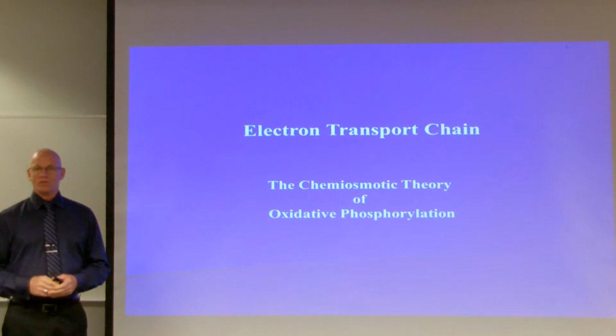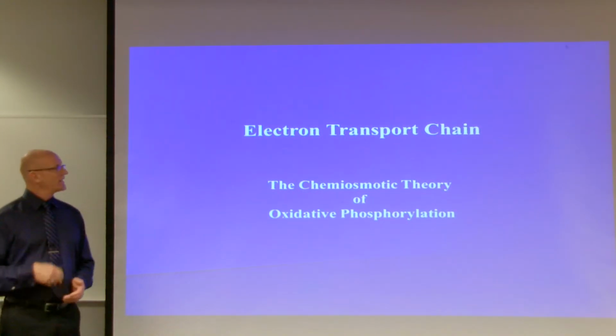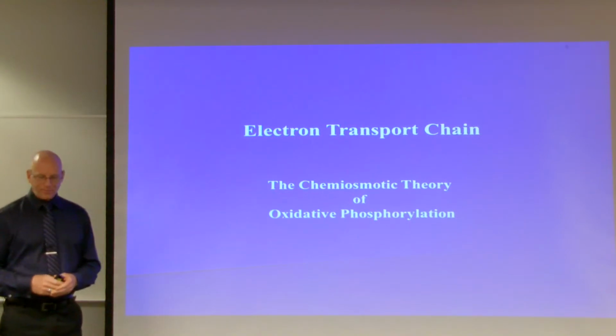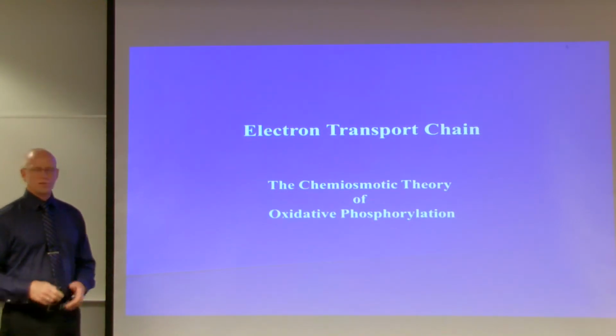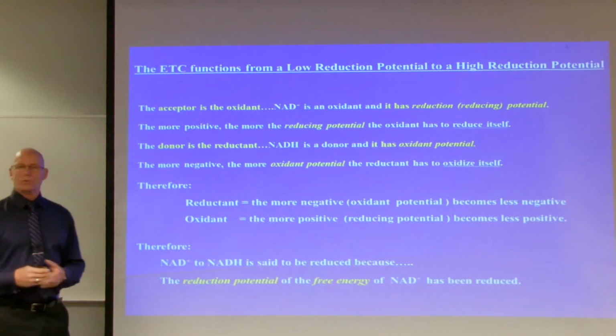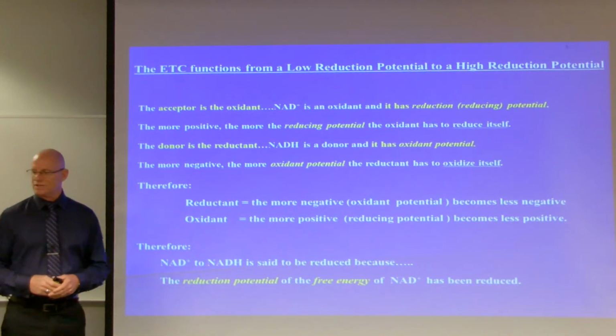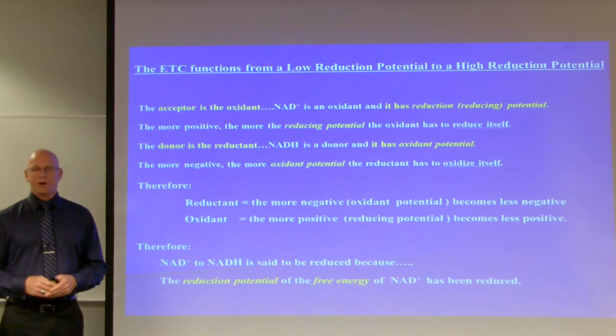The electron transport chain, the chemiosmotic theory of oxidative phosphorylation. As I go through this process to yield adenosine triphosphates, I'll identify each one of these terms and what that really means. But first, the premise of the electron transport chain is that it functions from a low reduction potential to a high reduction potential.